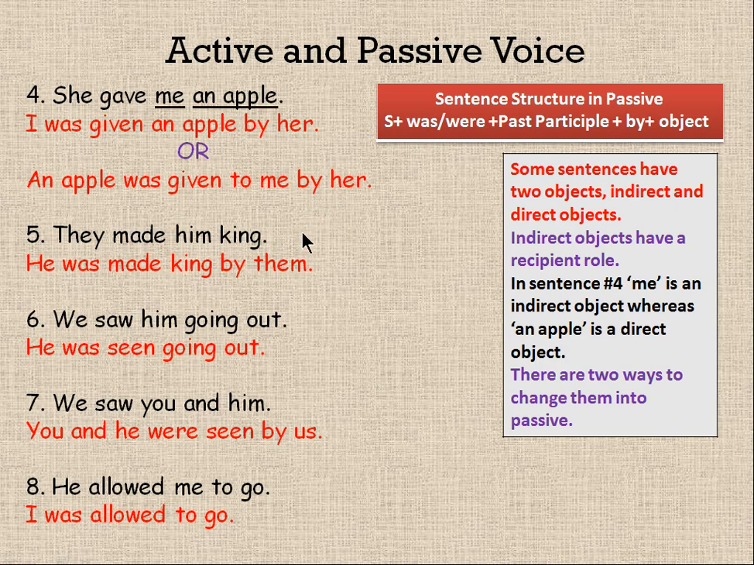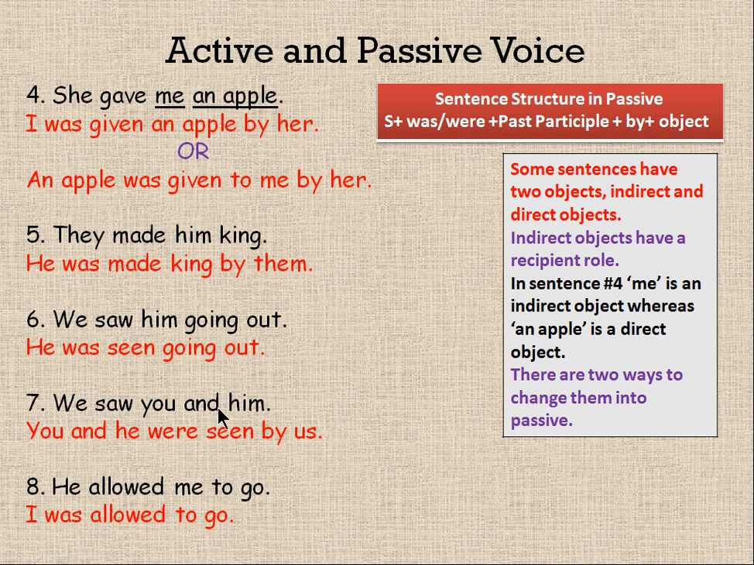They made him king. Now this is the object. He was made king by them. We saw him going out. He was seen going out. You can add by us or you can remove it. Why? Because it can give you a complete meaning, as we have discussed in one of the examples there.